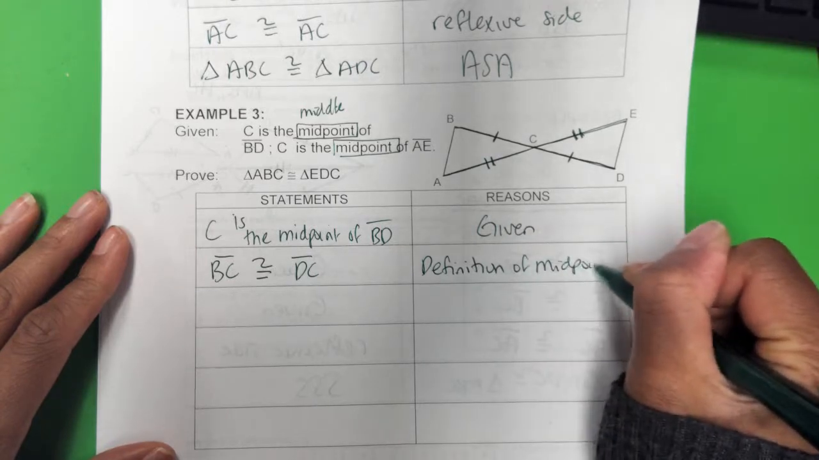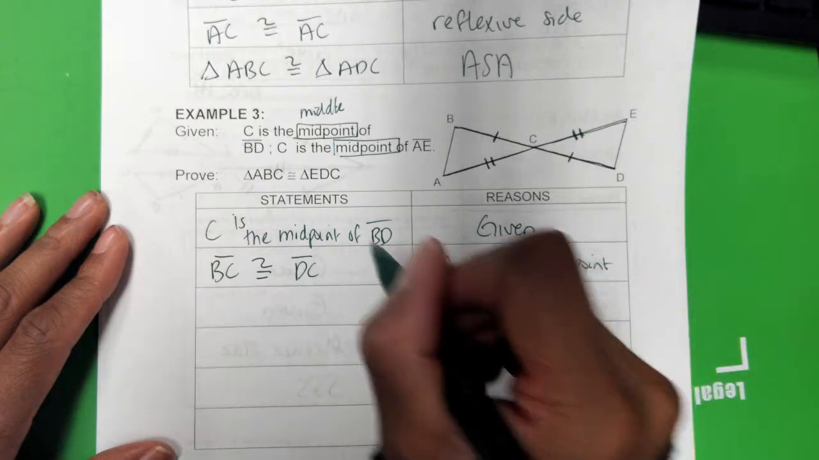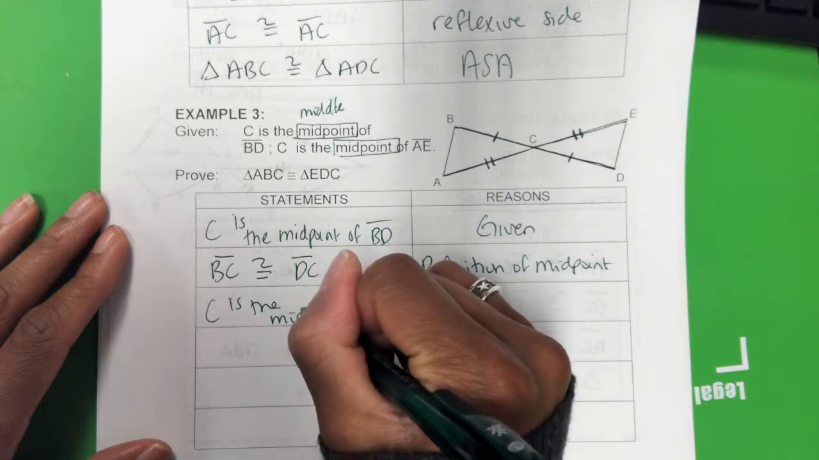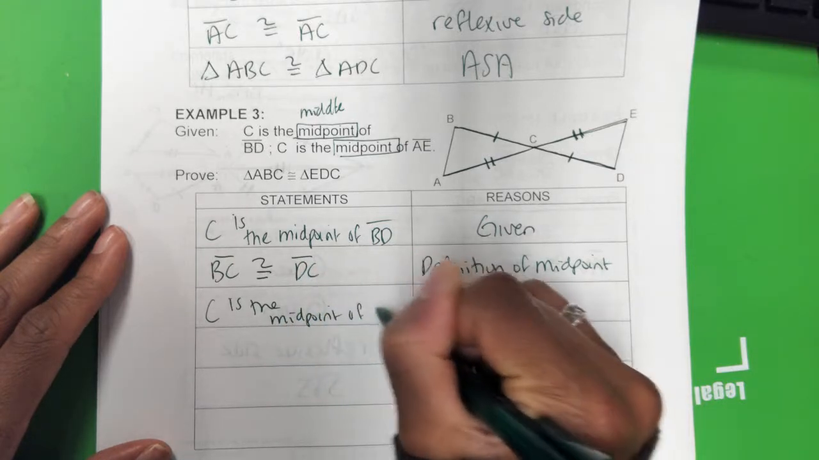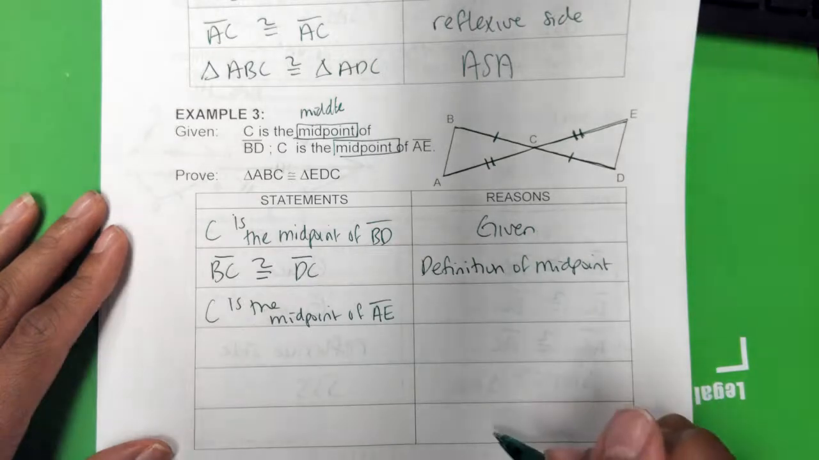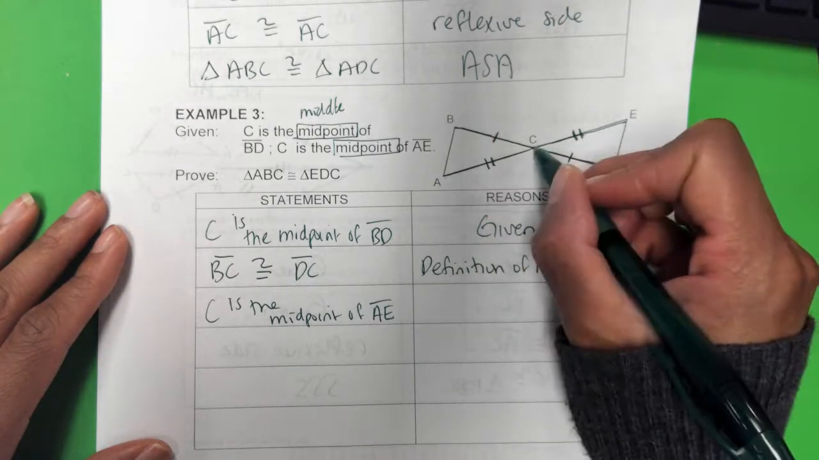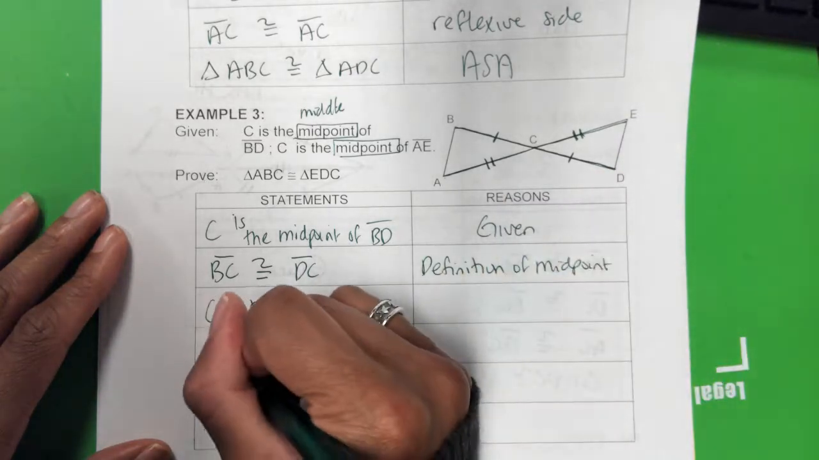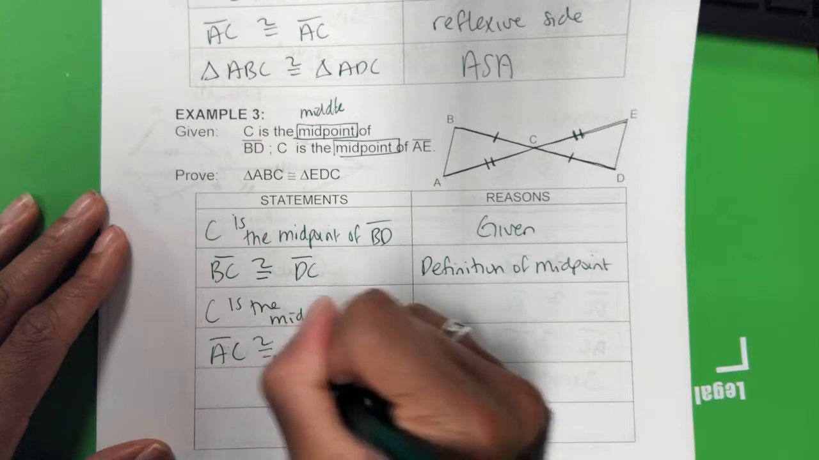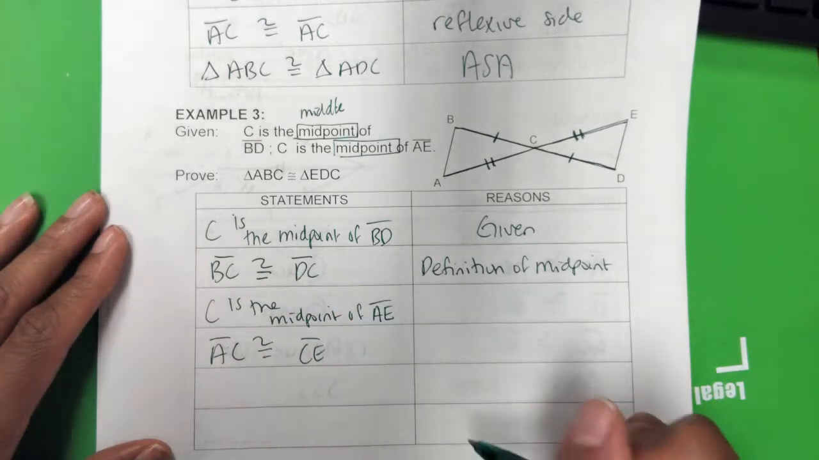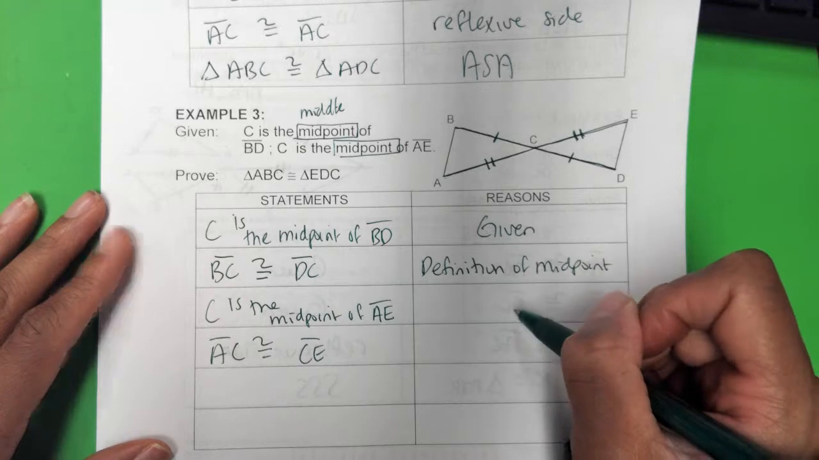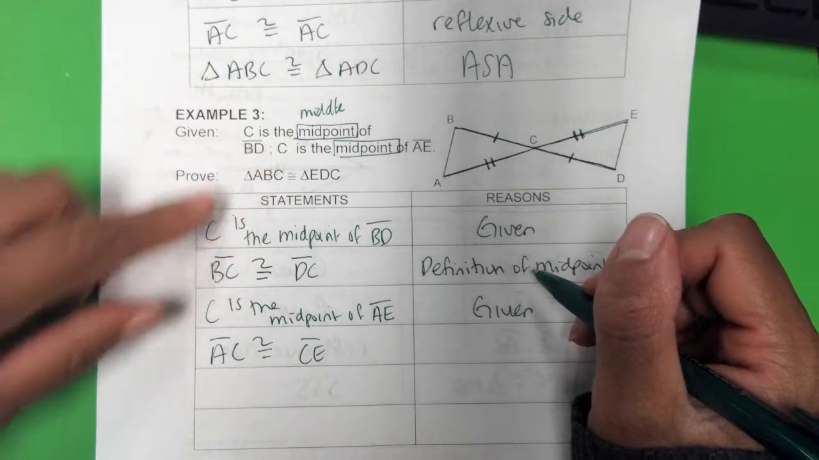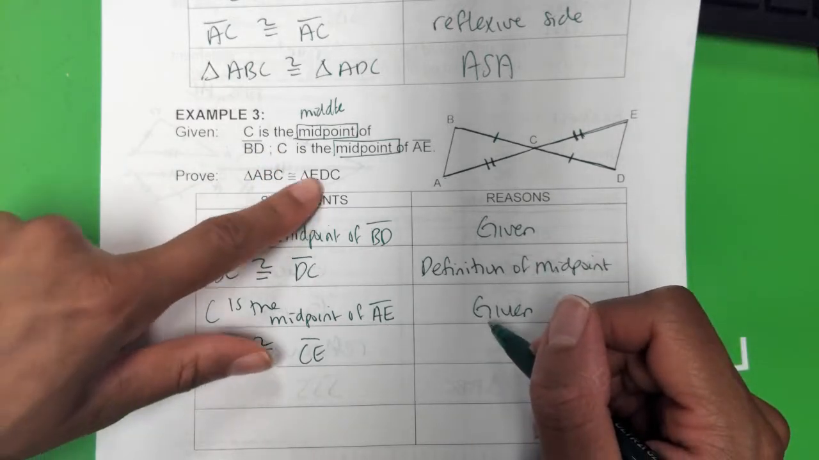Okay, so now let's go on to our next given statement. C is the midpoint of line segment AE. And we found that when C was the midpoint, we knew that AC is congruent to CE. So, the same definitions apply. C is the midpoint of AE. That was our given based here. And then we deduce this by the definition of midpoint.